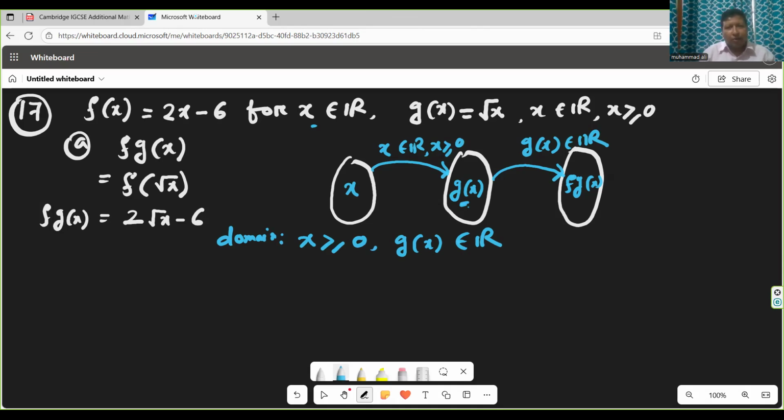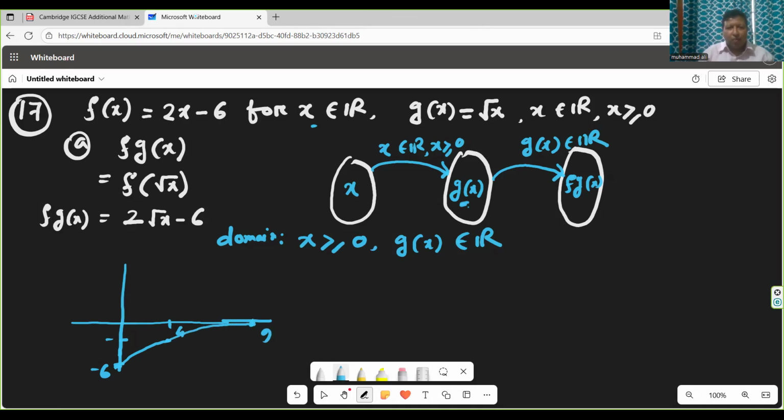Now, if we want to find out the range of fg(x), we may sketch this curve. When we put x value 0, y value will be minus 6. When we put x value 4, the square root of 4 is 2, 2 twos are 4, minus 6 is minus 2. So when x is 4, this is minus 2. This is actually a curve type, not a straight line. When x value is 9, the square root of 9 is 3, 3 twos are 6, so when it is 9, it will be 0.